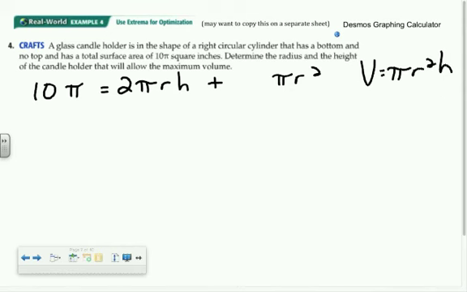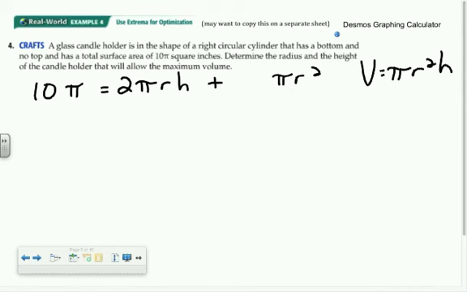And then I'm going to use that expression for h in the volume formula, which will naturally become a quadratic, or some kind of polynomial actually. And then I'm going to graph that using my graphing calculator and find out my relative maximum that I'm interested in.